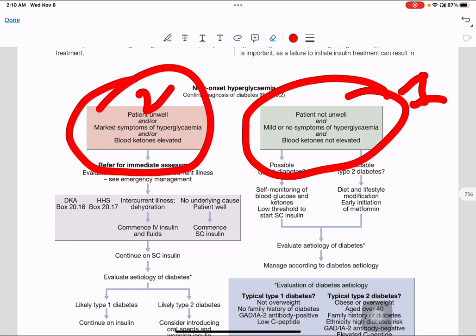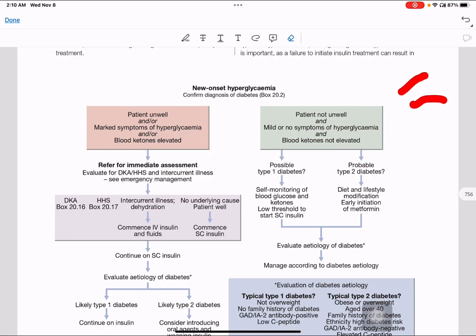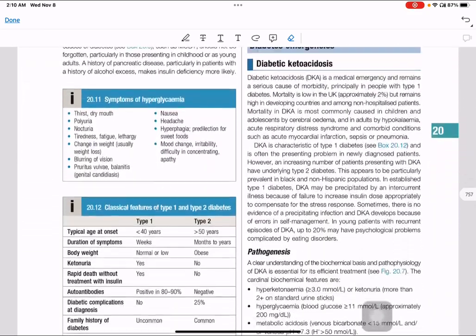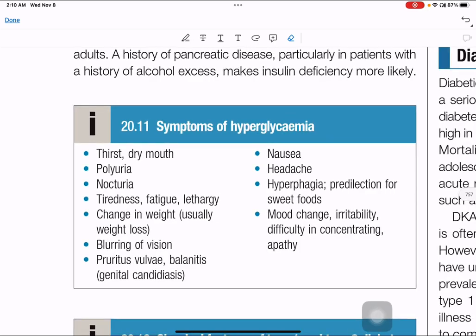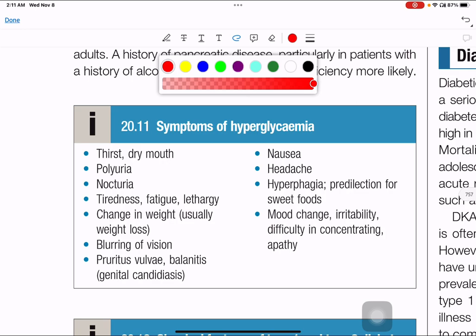Now again, let me look at what the signs and symptoms of hyperglycemia are. Everybody of us knows them. The cardinal symptoms of hyperglycemia are polyuria, nocturia, then polydipsia, then tiredness, fatigue, lethargy, changes in weight, blurring of vision, pruritus, itching.